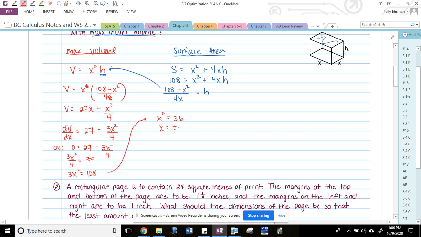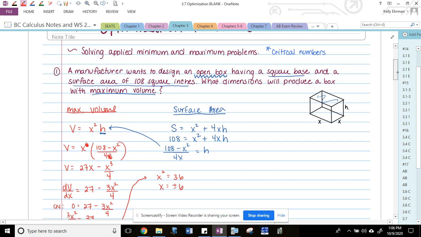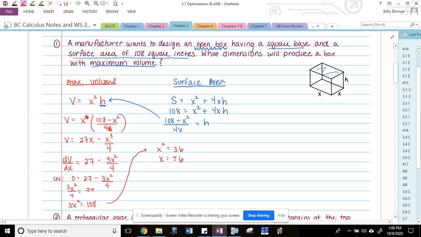Now, could x really be plus or minus 6? This is where you have to think about domain. We can only have x values greater than 0. x can't be 0 because then you don't have a box, and it can't be negative. So not really plus or minus, just 6 for x.